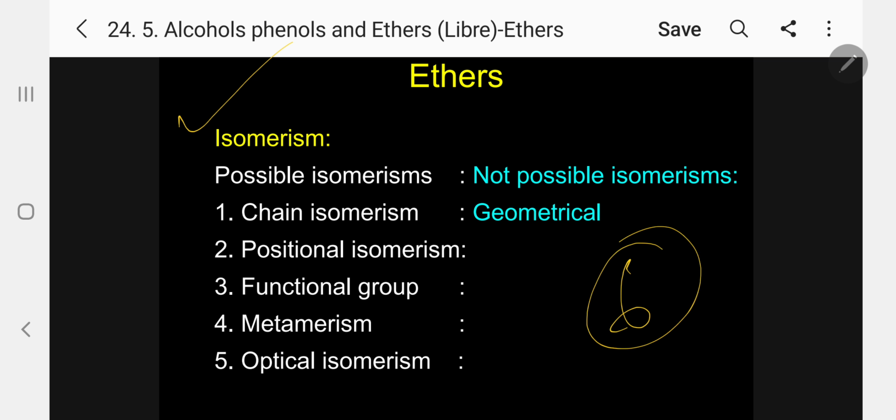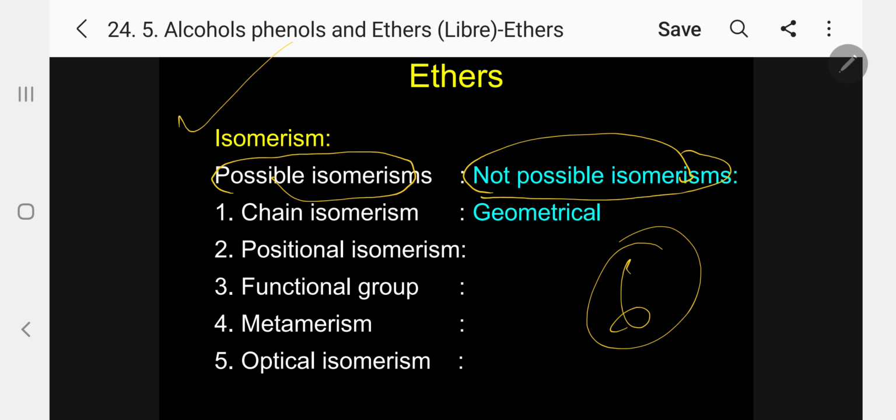So here, out of 6 isomerisms, what are the isomerisms possible in ether? What are the isomerisms not possible in ether? You must know, because a question can be asked: one among the following isomerisms is not possible in ether. Or which is possible in ether. Kindly follow. Here, chain isomerism is possible, positional is possible, functional group is possible, metamerism is possible, optical isomerism is possible. So what is not possible? Geometrical is not possible. Geometrical is only for alkene and alkene derivatives.